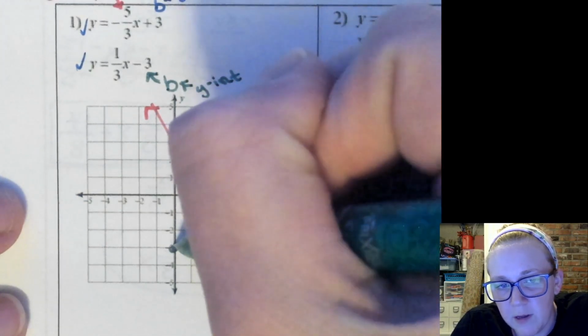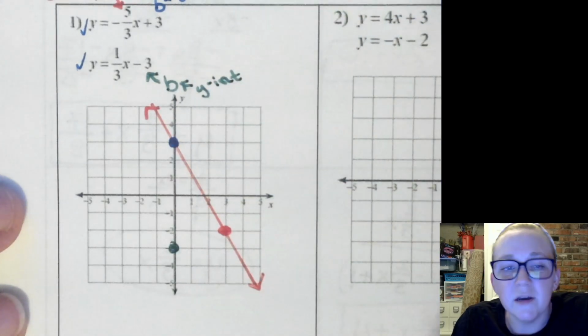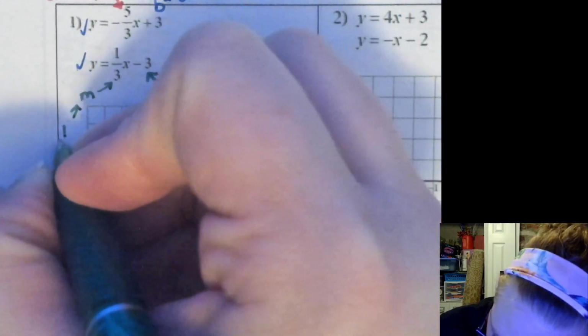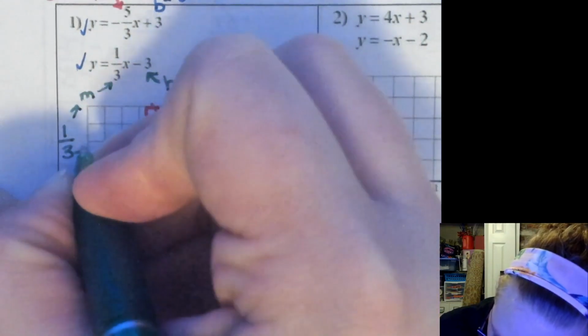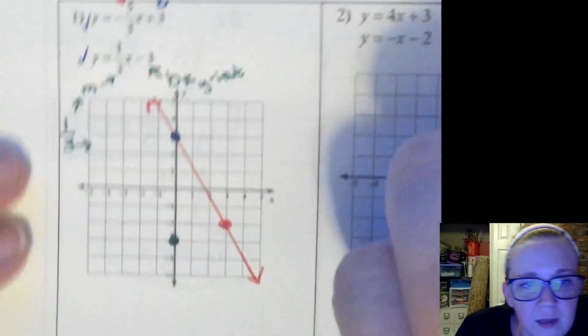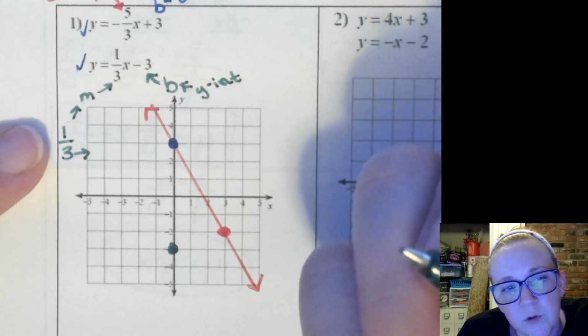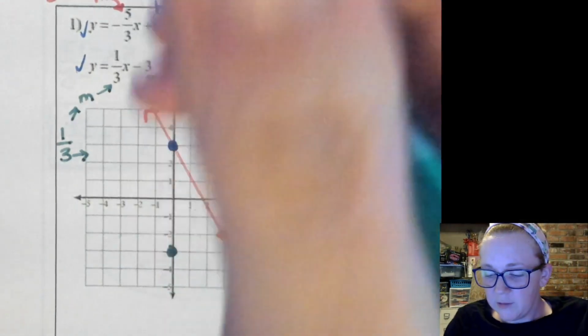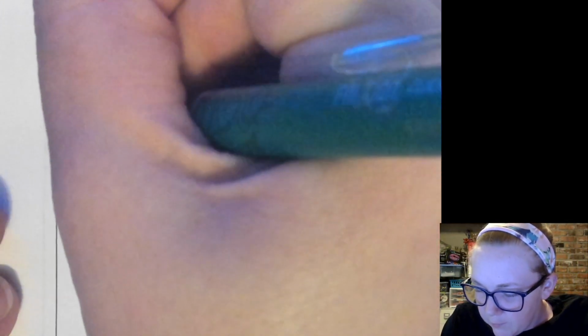So here is my negative 3. I'm going to put a dot right there. And then it says that our slope is 1/3, or our m value is 1/3. Remember, if it's a fraction, the bottom number is how far you go to the right. And the top number, is this one a positive or a negative? Well, if you said positive, that's how far up you're going to go.